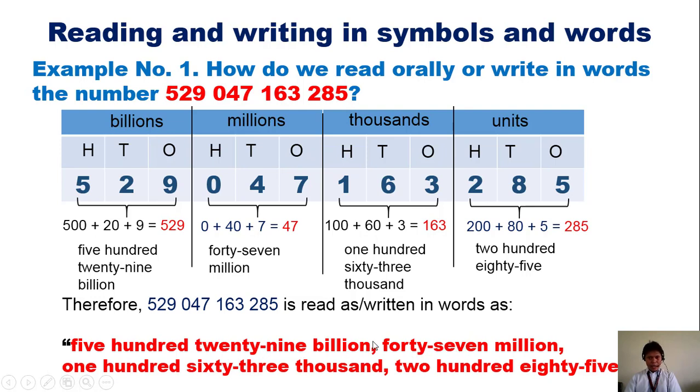And as you can see, in every period, the billions period, the millions period, the thousands period, and the units period, there is a comma which serves as the separator. Okay? So those are the things that you need to remember in writing or in reading orally. In reading, you just read it, but in writing, there are more things that you need to consider, like the spelling, the proper use of the hyphen, and the comma, which will be discussed later.